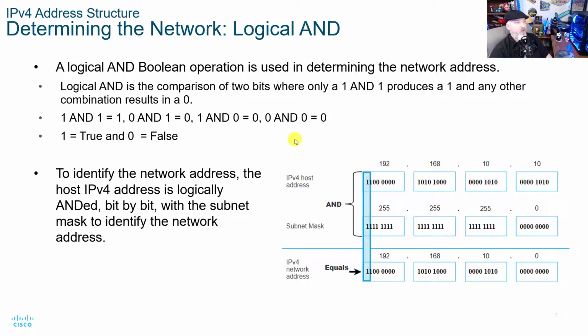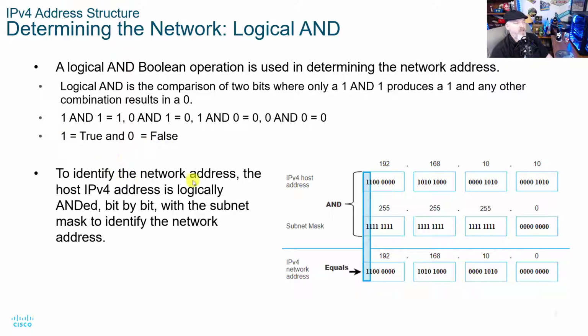Now, determining the network using logical ANDing. A logical AND Boolean operation is used in determining the network address. Logical AND is the comparison of 2 bits where only 1 and 1 produces a 1, and any other combination results in a 0. So a 1 and a 1 equals a 1, a 0 and a 1 equals a 0, a 1 and a 0 equals 0, a 0 and a 0 equals 0. It's the principle that if you add a 0 in, you're always going to get a 0. So if you do anything with 0, it ends up with a 0. So 1 equals true and 0 equals false.